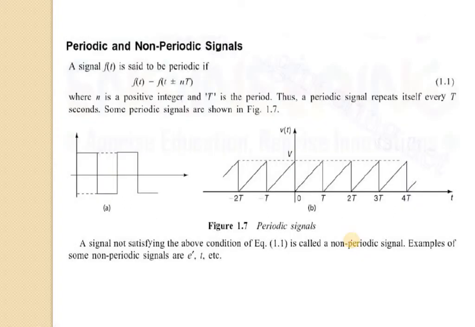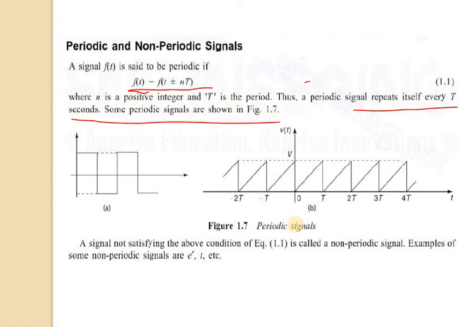Next, periodic signal and non-periodic signal. Periodic signal means the signal will continue throughout the period in a similar way, with the same periodic difference. A signal f(t) is said to be periodic if f(t) equals f(t plus or minus nT), where n is a positive integer and T is the period. Thus, a periodic signal repeats itself every T seconds. Some periodic signals are given below.